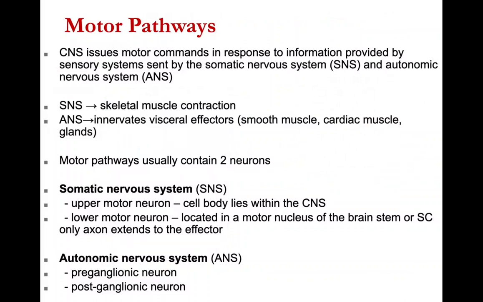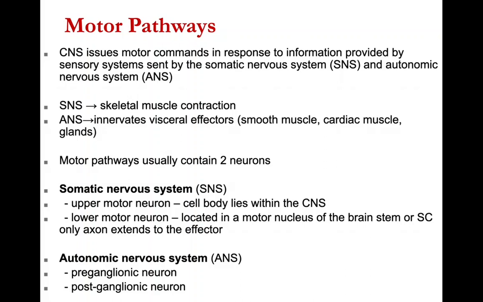So when we look at the motor pathways, the CNS is going to issue the motor command. It does so in response to some sort of information provided by a sensory system, and that will be sent by the somatic nervous system or the autonomic nervous system. With the somatic, it's going to lead to skeletal muscle contraction. If it's autonomic, it's going to go to a visceral effector. It might be smooth or cardiac muscle or a gland.